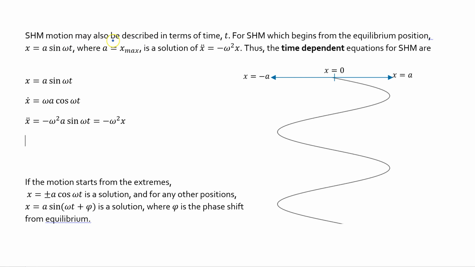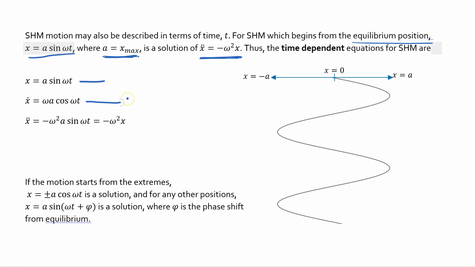Now, simple harmonic motion may also be described in terms of time. So if we describe simple harmonic motion which begins from the equilibrium position, x equals a sine omega t, where a is the amplitude of the motion, not the acceleration, is a solution of our equation for simple harmonic motion. So the time-dependent equations for simple harmonic motion are this, x equals a sine omega t, which we can see drawn just here, which shows that the particle goes from 0 out to maximum amplitude, back through equilibrium, maximum amplitude in the other direction, and so on.